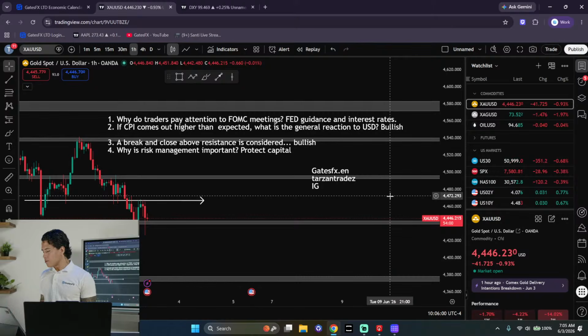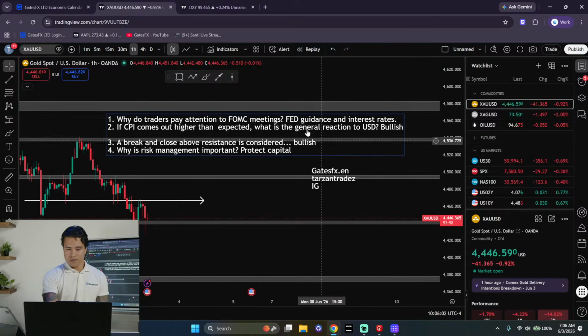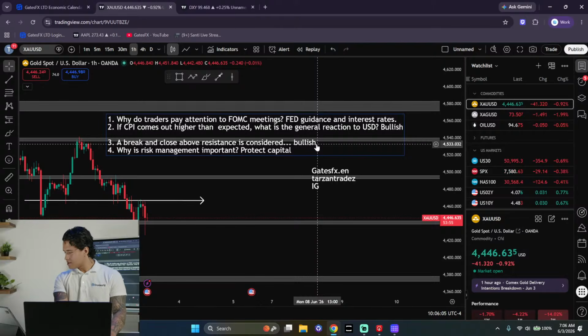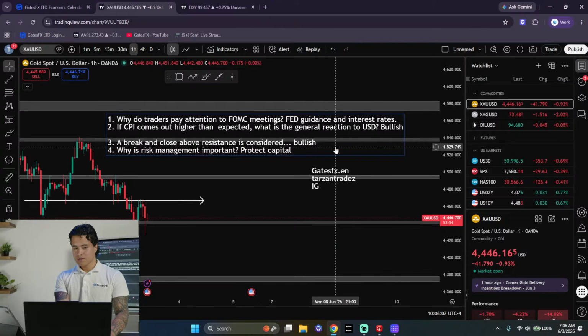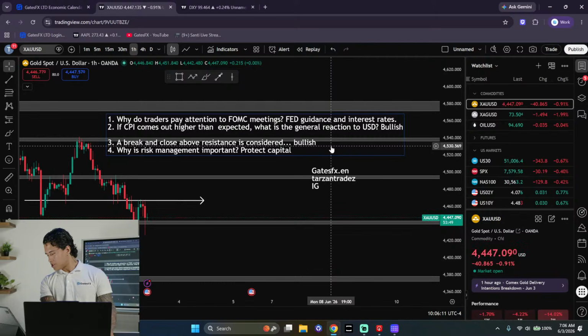Oh, and also you got one wrong, which was number 3. You put breakout. This was a break and close above resistance, considered bullish. He put bullish, so he got it. So yeah, Audrey, congrats.